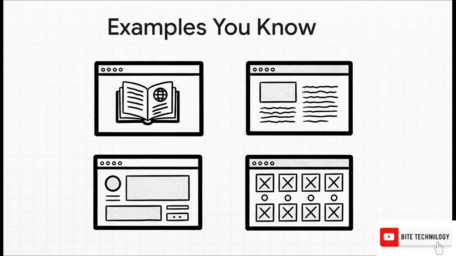And you use these things all the time, probably without even thinking about it. Wikipedia? That's a giant digital encyclopedia. A news site like the BBC, you go there to read what's happening. Even a company's main page is a perfect example. It's just there to tell you about who they are and what they sell.